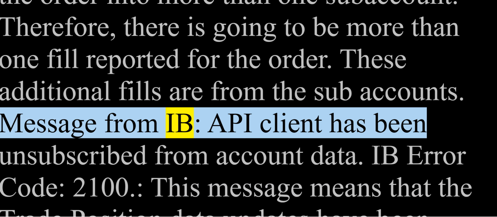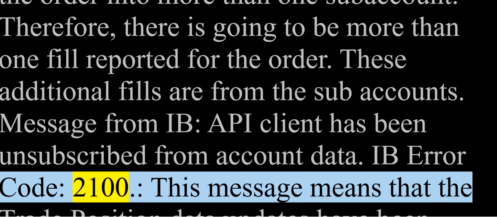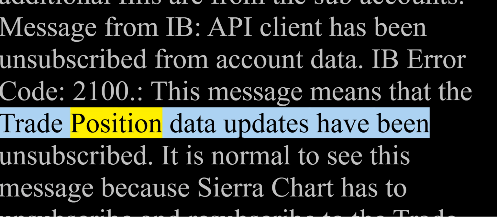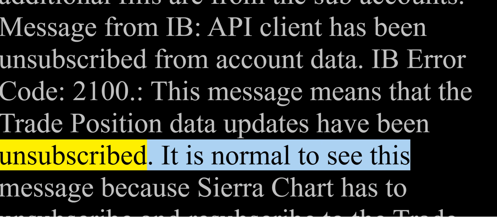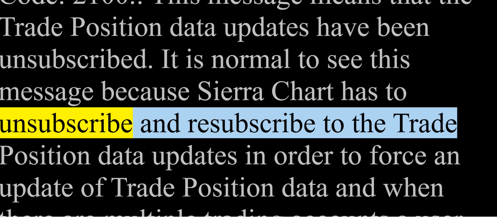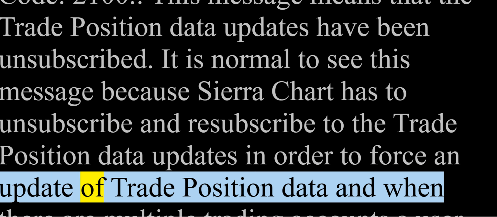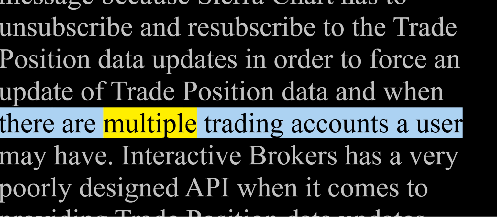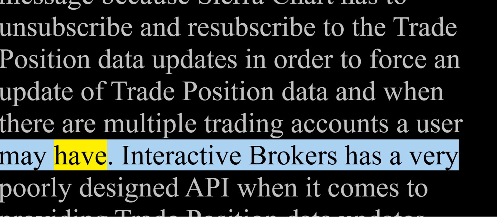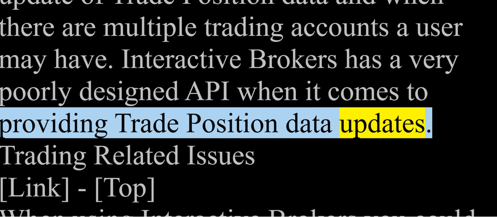Message from IB: API client has been unsubscribed from account data. IB error code 2100. This message means that the trade position data updates have been unsubscribed. It is normal to see this message because Sierra Chart has to unsubscribe and resubscribe to the trade position data updates in order to force an update of trade position data, when there are multiple trading accounts a user may have. Interactive Brokers has a very poorly designed API when it comes to providing trade position data updates.